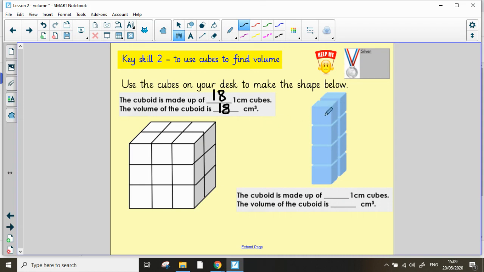Let's have a look at this one. I'm going to count the cubes. 2, 4, 6, 8. The cuboid is made up of 8 1 centimetre cubes. The volume of the cuboid, therefore, is 8 centimetres cubed. Now, we can use the formula length times height times width to do this, but sometimes the shapes that are made with the cubes aren't exactly a cuboid or a cube, so we have to be able to count them as well to find the answer.